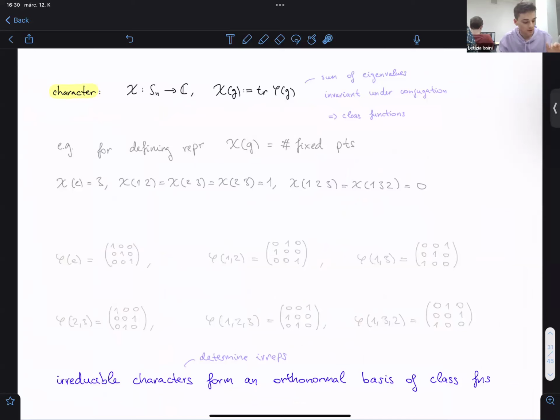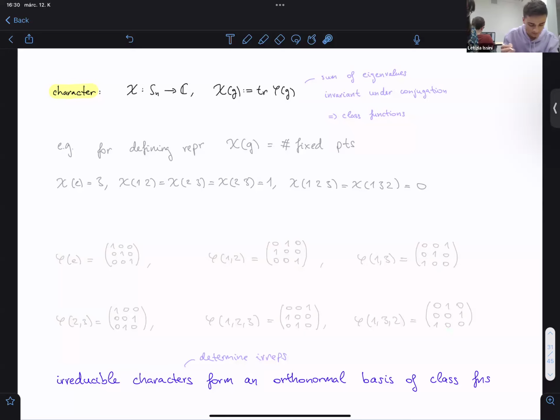And the other object that we'll need is characters. A character of a representation is a map attached to the representation from Sn to C, which is given for each element by taking the trace of the representing matrix. For example, for the defining representation that we saw before, the trace is just the number of fixed points. So for the neutral element, we have trace equals 3. For the transpositions, the trace is equal to 1. And for the 3-cycles, the trace is equal to 0.